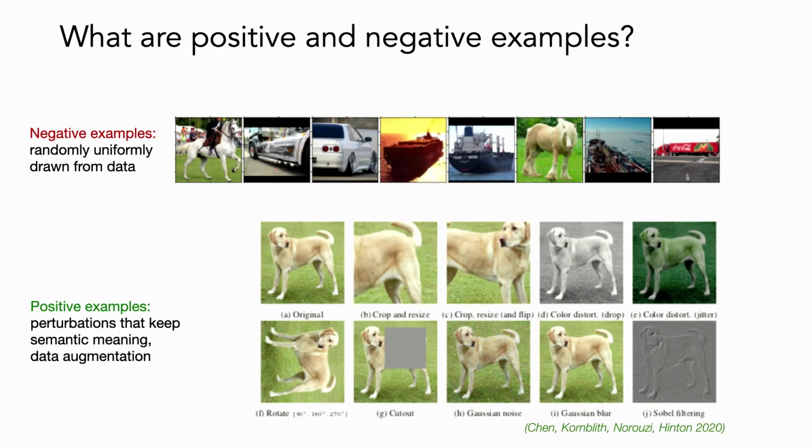You can distort the color. You can drop or jitter the color. You can rotate it. You can cut chunks out of it. You can add Gaussian noise. You can add Gaussian blur. You can do things like Sobel filtering to get a rough edge representation.